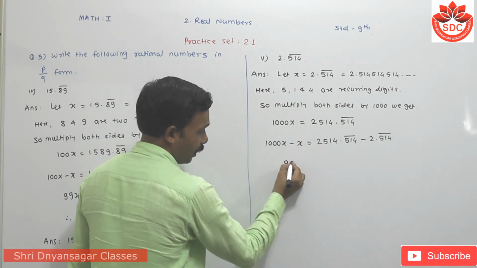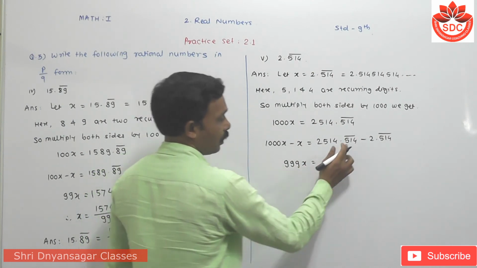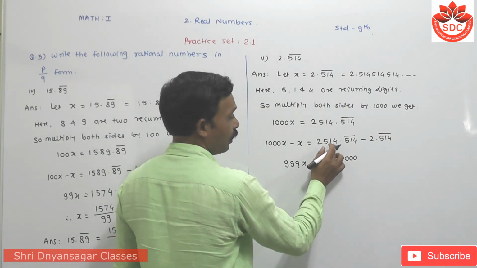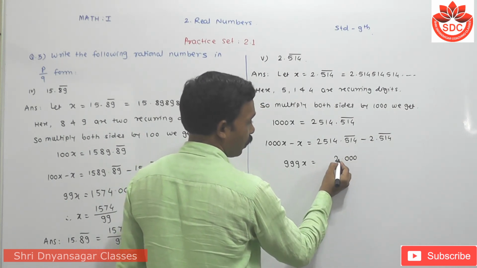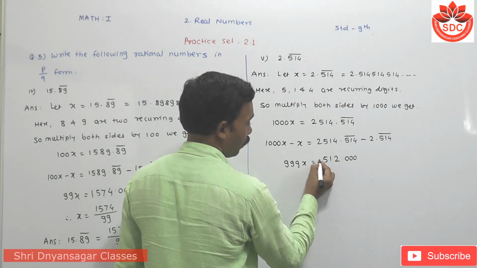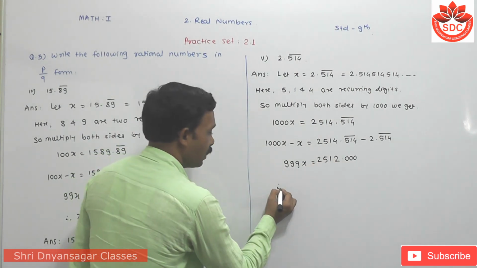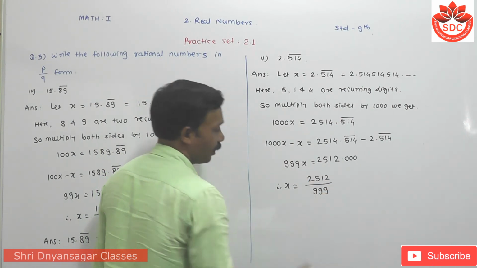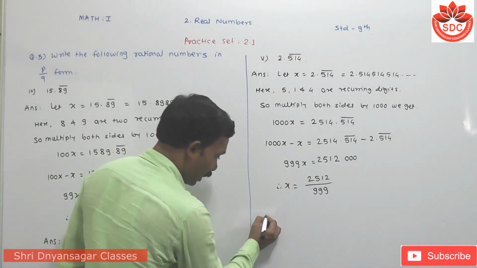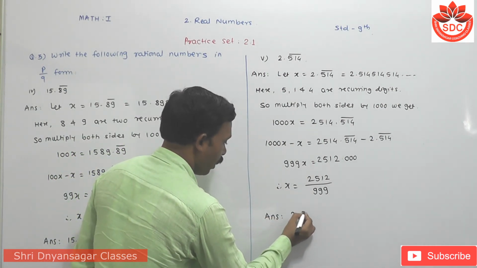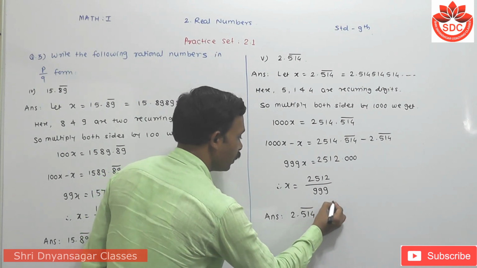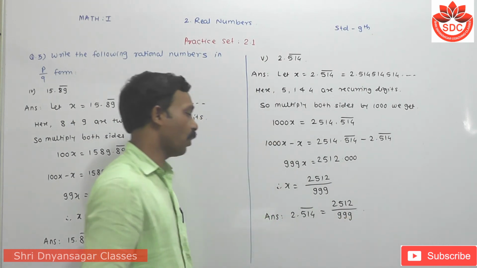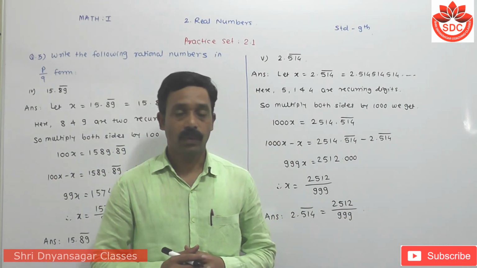This subtraction gives 999x is equal to, the 514 bar becomes 0. Then from this 4 we subtract to get 2, then 1 and 5, so x is equal to 2512 upon how much, 999. This is in the form of p upon q. So the answer is 2.514 bar is equal to 2512 upon 999, which is in the form of p upon q. Okay, can you understand this?